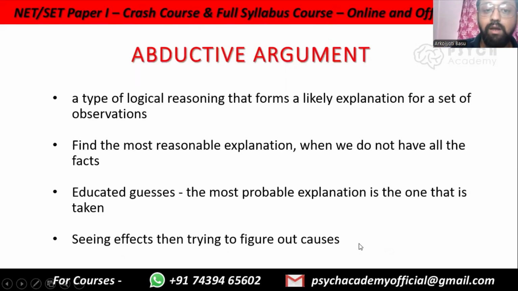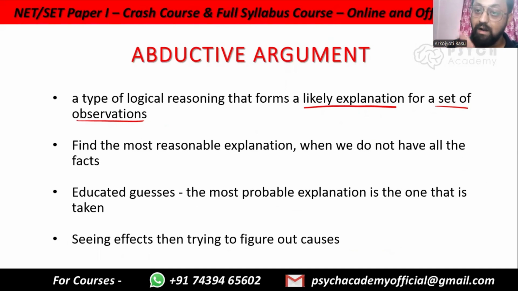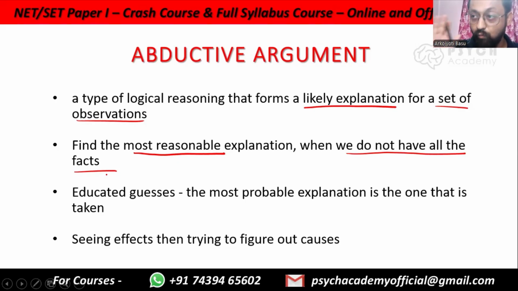So, it is a type of reasoning that forms a likely explanation for a set of observations. Please remember, abductive arguments require a set of observations. It is not just one kind or just two statements linked to each other. To find the most reasonable explanation based on your existing knowledge, when we do not have all the facts, this is an assumption already made. That is, we do not have all the facts. It is also called educated guesses, seeing effects, then trying to figure out the causes, not going from cause to effect. You look at the effect, then you go for the cause.